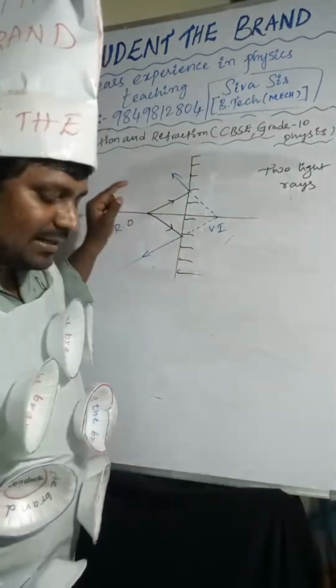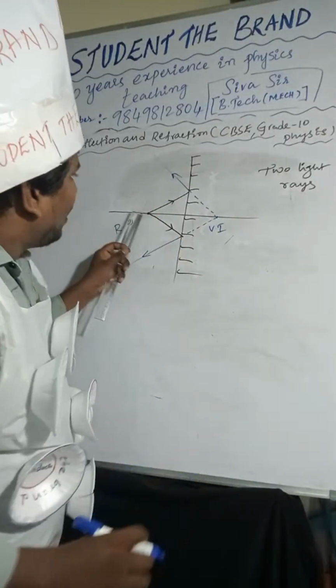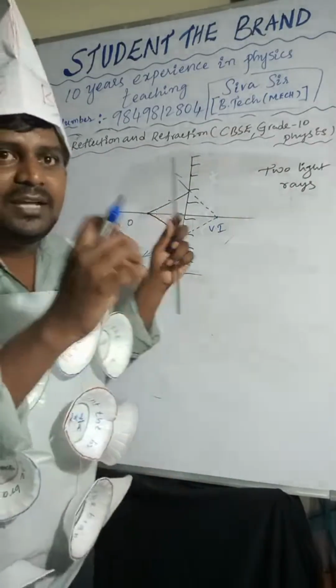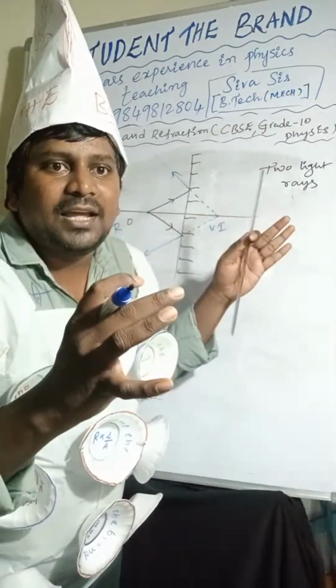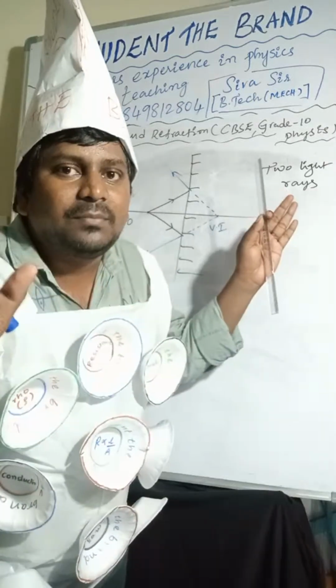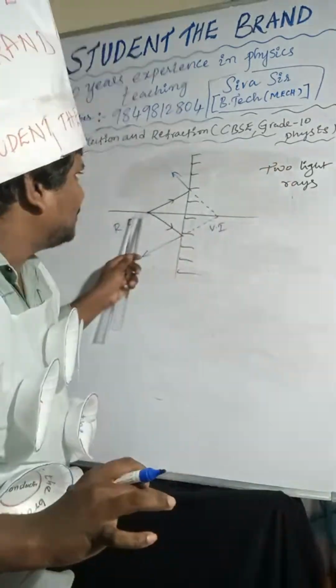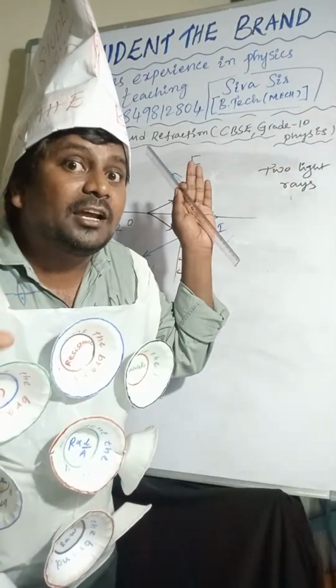So this is the object, and this is a mirror. The real object: I'm taking a candle, one candle. From that object, light rays are coming. How many light rays am I taking? Why am I taking 2 light rays only?